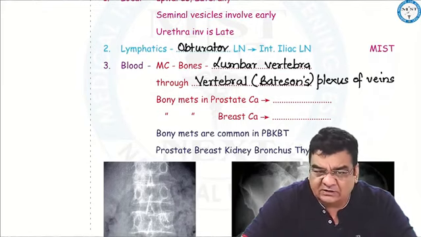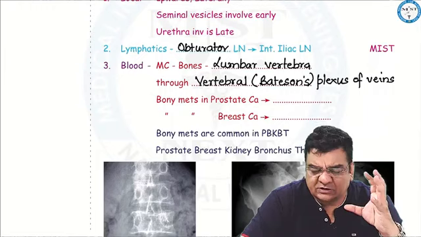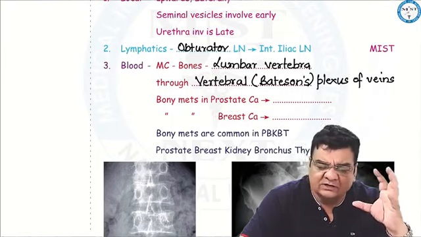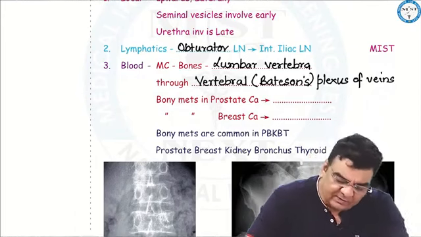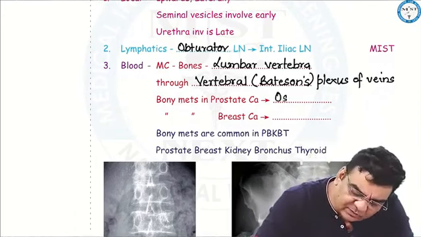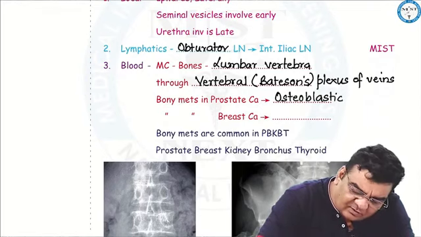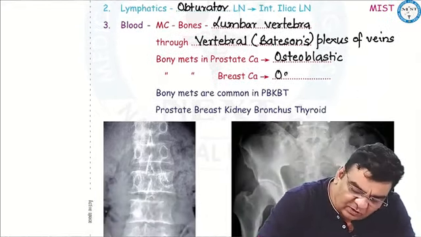There is a slight difference in the nature of bony metastasis in prostate and breast cancer. Prostate cancer is something related to androgens. So probably prostate cancer bony metastasis may be associated with new bone formation. That means bony metastasis in prostate cancer are osteoblastic, while other malignancies' bony metastasis are generally osteoclastic.